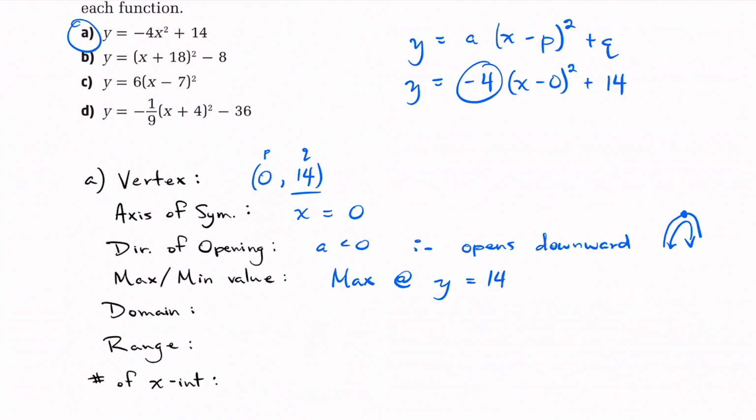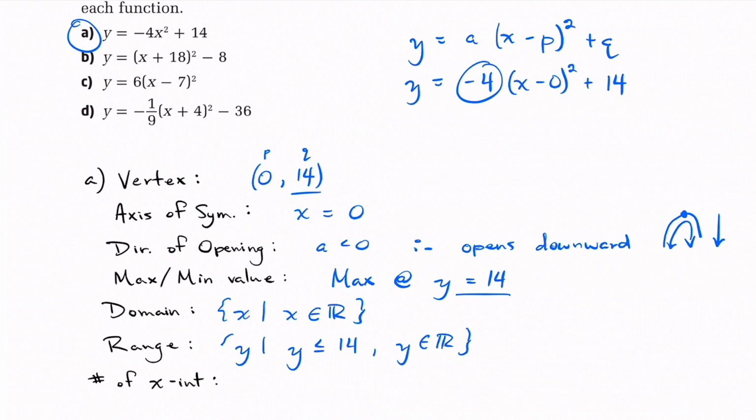The domain, again, same for every single question. Those you shouldn't get wrong. The range is y, given that y is going to be, it's always got to be less than that max point, which was 14. So y is less than or equal to that max point, 14, and y has to be an element of the real numbers.